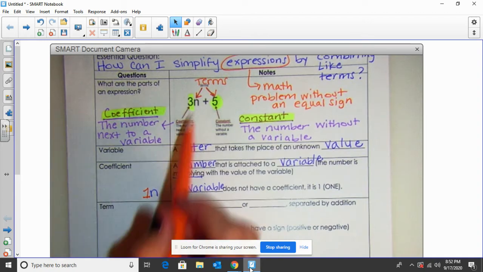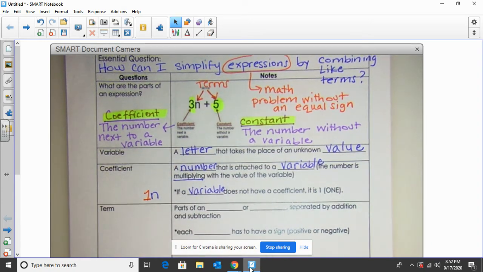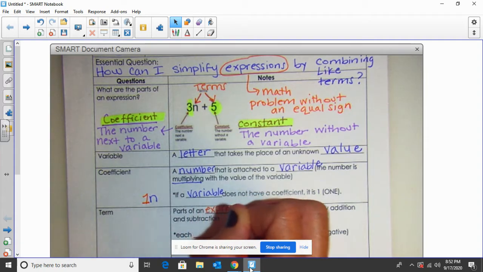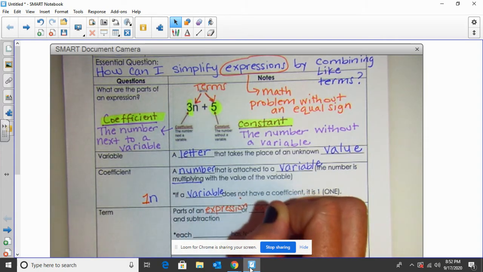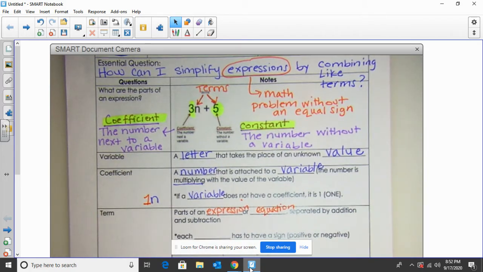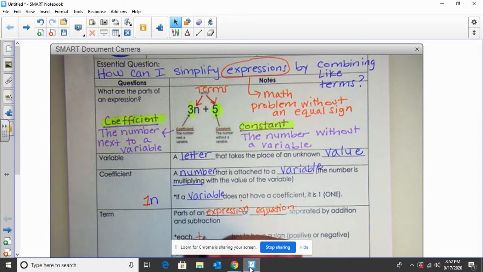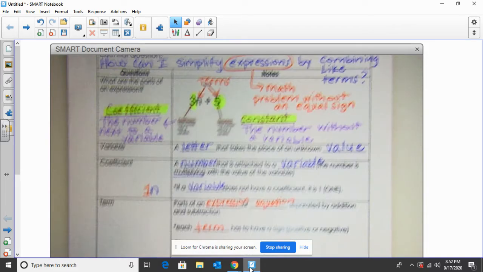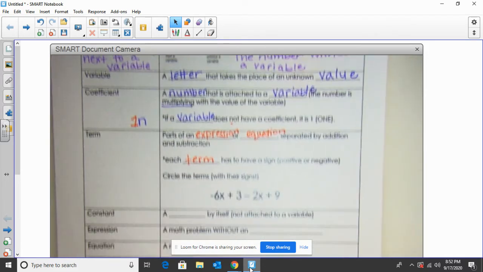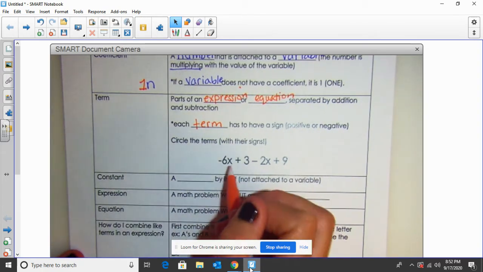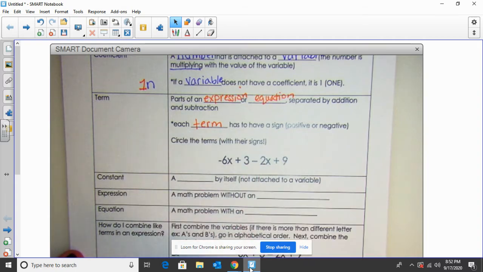A term, again, I talked to you about terms up here. Terms are part of an expression or equation, so basically any math problem that are separated by addition and subtraction signs. So you've got to keep in mind that every term has its own sign. It's either going to be a positive term or a negative term. So in this example below, I want you to circle the terms. So follow along with me. Circle the terms with their signs. So again, everything's separated by a plus or a minus sign.